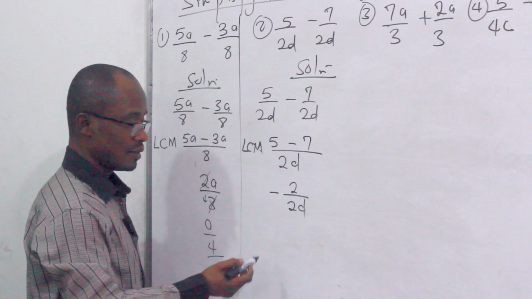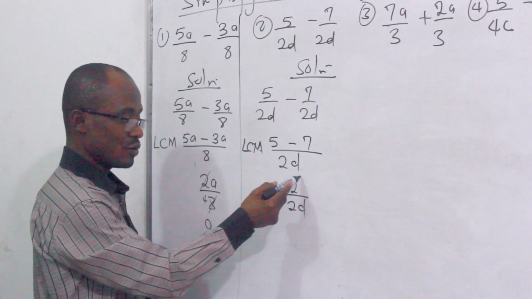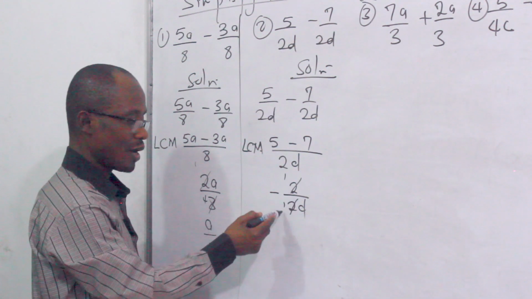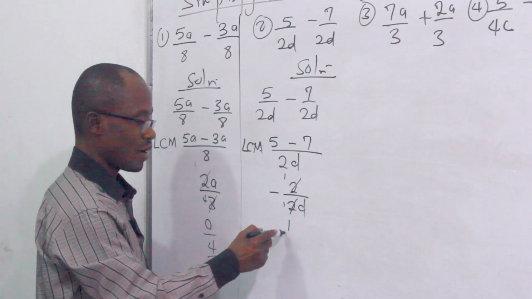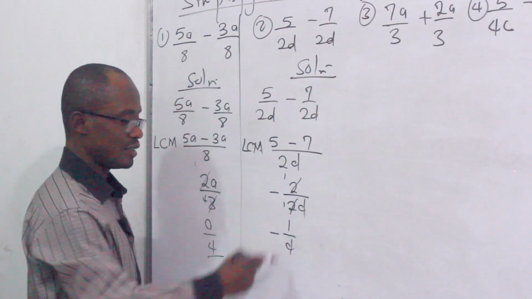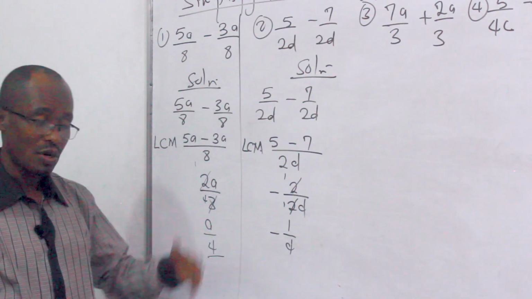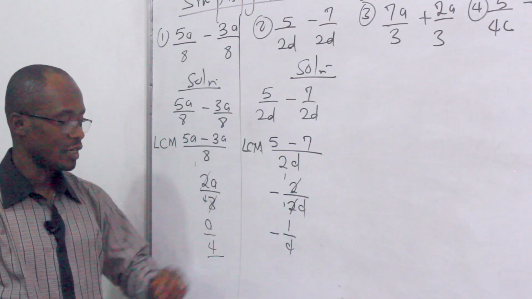In this case, 2 is common here. 2 goes here 1 time, 2 here 1. So the result will be equal to 1 over d. That's negative 1 over d. This negative doesn't belong to the numerator, it's within the division line.